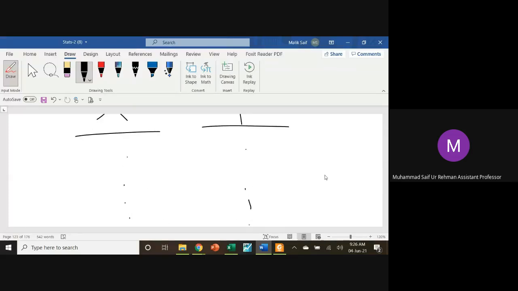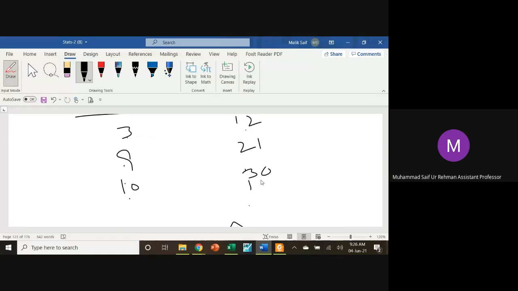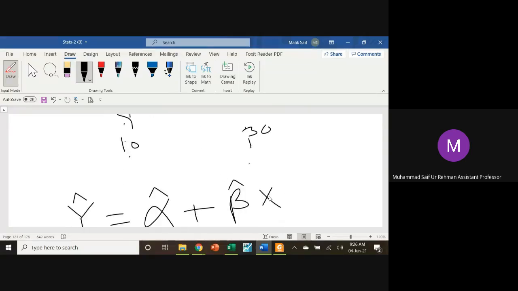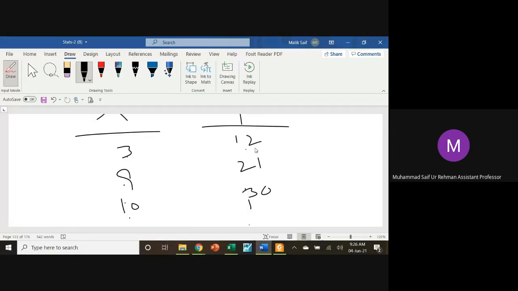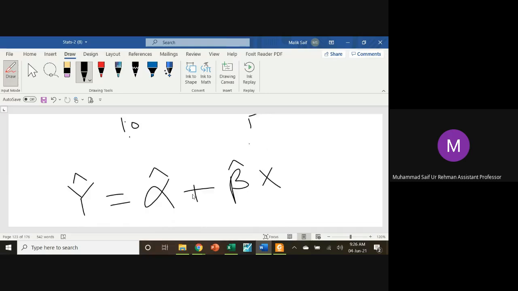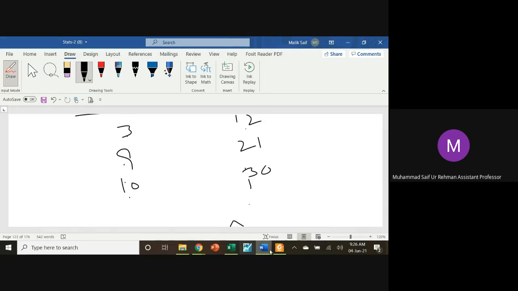Let's say the values of x are 3, 9, 10. For 3 you obtain 12, for 9 you obtain 21, for 10 you obtain, let's say, 30. Now you will substitute 3 over here, and you will have some value of y hat. That value of y hat will not be like this, because this is the predicted value of y.